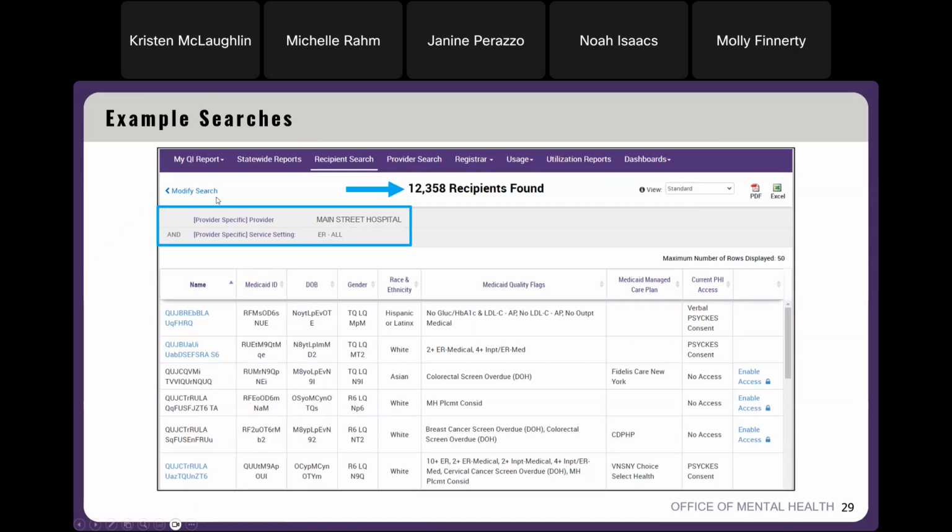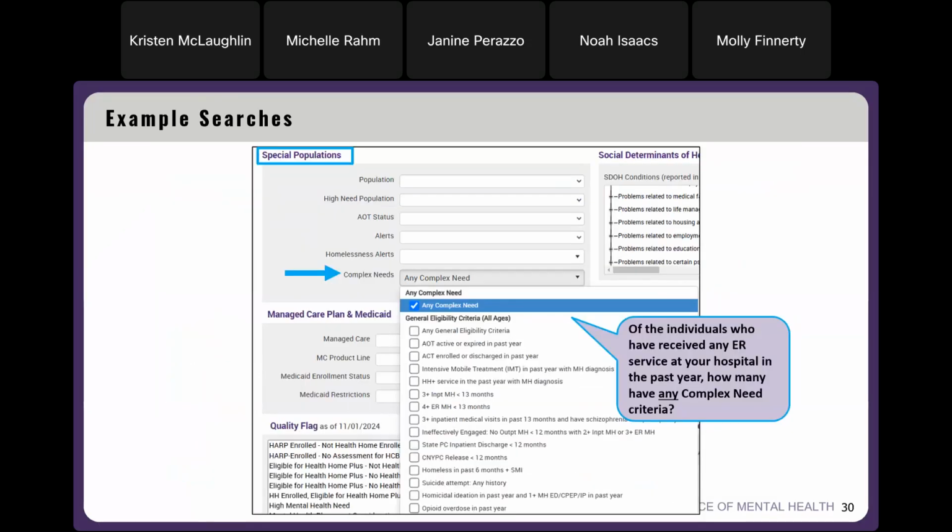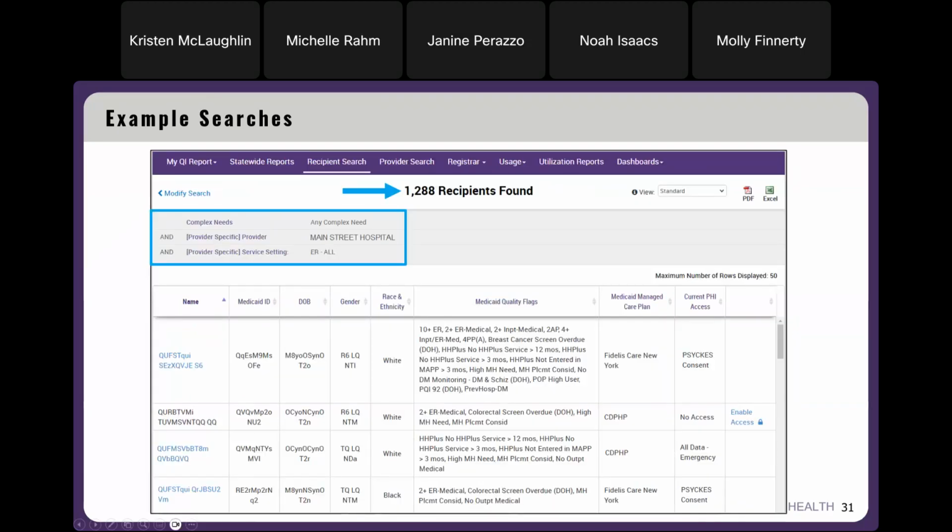Now, let's say of the people that have been served in my ER in the past year for any cause, I now want to know, of those people, how many are considered complex needs. So I have the option of selecting complex needs here, and now I'm going to layer this onto my search. So now I can identify, of the people who I've served in my ER in the past year, how many are considered complex needs for any reason. So now you see that number is now like 1,200.